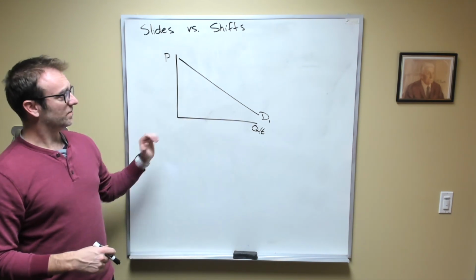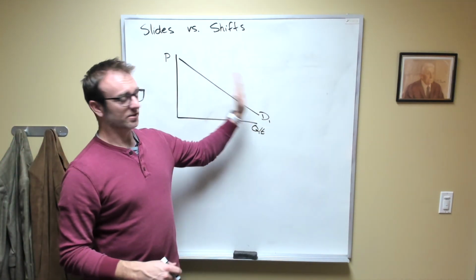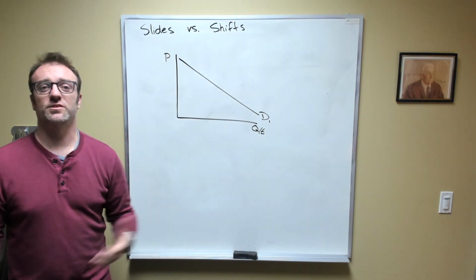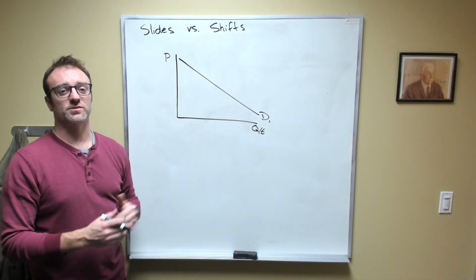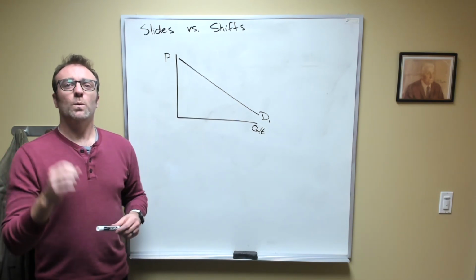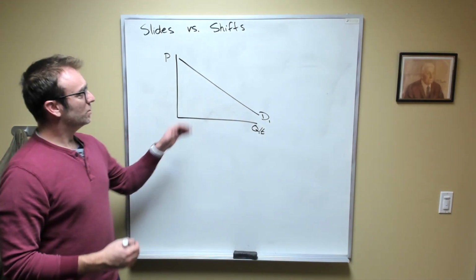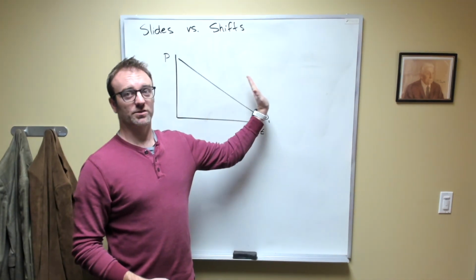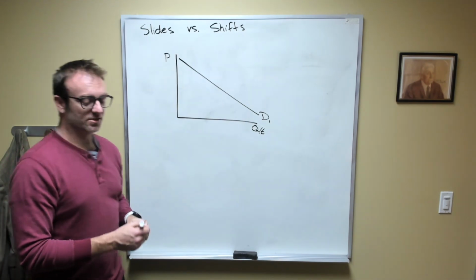So in our previous video, what we saw was that a demand increase was when the entire column of quantities demanded at various prices increased relative to what they were before. What that's going to do is move the entire demand curve to the right if it's an increase, or to the left if it's a decrease.